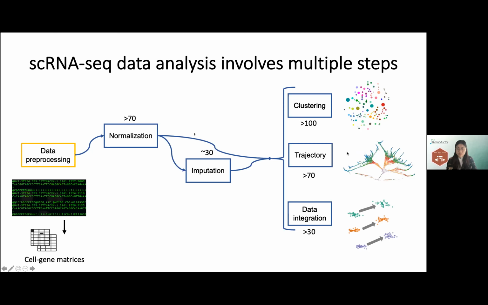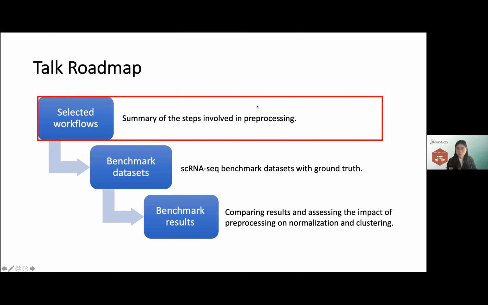And as single-cell RNA-seq becomes more and more popular, many methods have been developed at each step, and there are some available benchmarking studies which compare those methods, but they mainly focus on the downstream steps, which would be the parts after normalization, leaving out the data preprocessing. So in this way, we think that a benchmarking study would be helpful and needed. So first, I will talk about the steps involved in preprocessing.